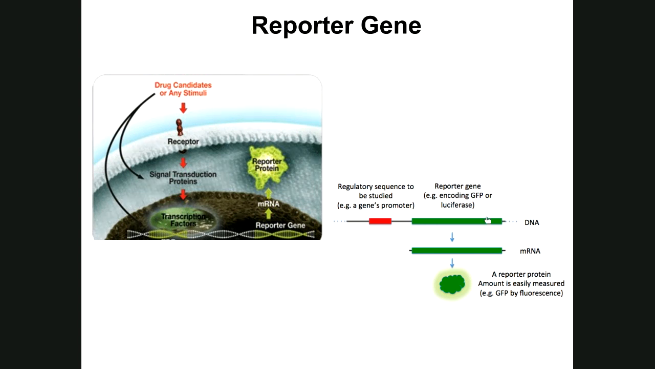A reporter gene is a gene such as the Gfp gene that codes for a protein that can be easily measured or detected. In this case, Gfp simply fluoresces green. This is why Gfp is so popular. It made it so much easier to determine if your experiment was successful, in terms of whether I was able to transform this organism and whether I was successful in inserting my vector.